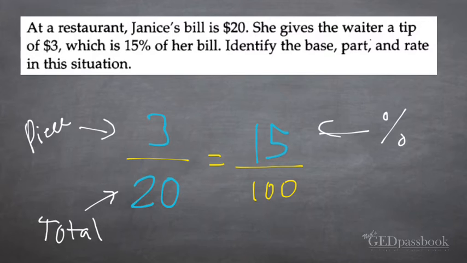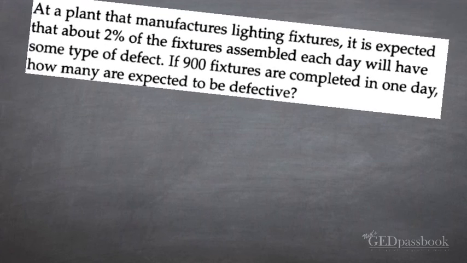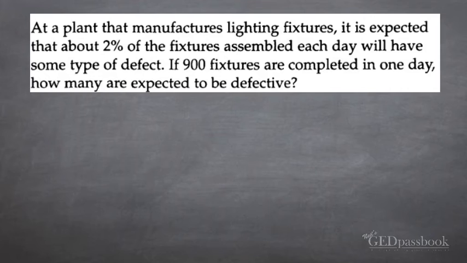If you accidentally switch these, which a lot of students do, they put the 20 up there and the 3 down below, you're wrong. You're wrong, okay? It must be the other way. But of course, that's just identifying the part, base, and rate. All we're doing is identifying. Later on, we have to do something with those numbers, right? Later on, as in right now. Right now, you must also know how to solve problems like these.